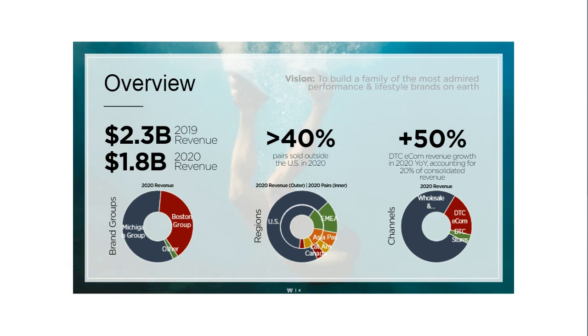As an overview of the company, we are a family of brands. We have 12 brands in the portfolio, primarily focused on footwear with some apparel and accessories as well. In 2019, we had $2.3 billion in revenue, and then in 2020, $1.8 billion in revenue. 40% of our pairs are sold outside of the U.S., and we're experiencing a lot of growth in our e-com business.